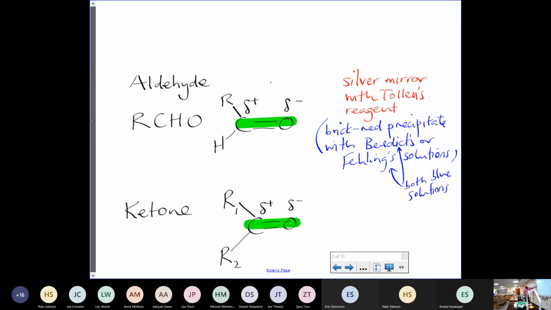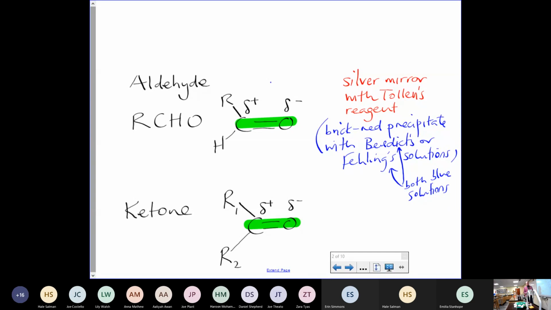So what are the differences? Well, attached to the carbonyl group in an aldehyde, we have a hydrogen and we have a variable alkyl group, which I've just written as R. The main difference between the aldehyde and the ketone is that the ketone does not have a hydrogen attached to the carbonyl. So in a ketone, there are two variable alkyl groups attached to a carbonyl group, one either side.